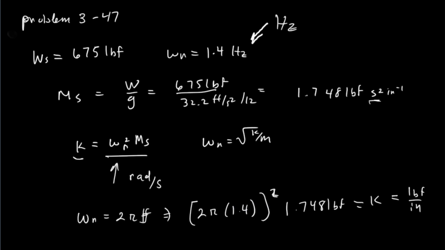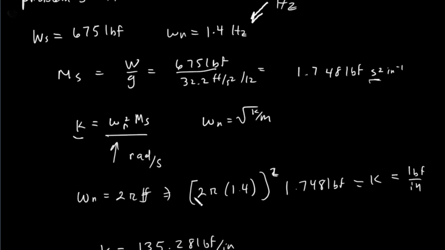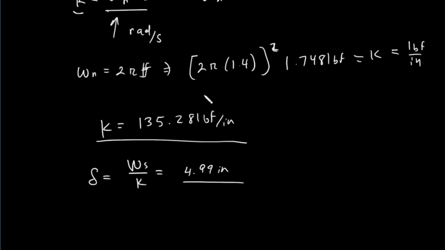I'm sorry that it came off the screen here, so let me bring this up here for these last equations. If we plug in the omega n, we convert it from hertz to angular frequency, and then we multiply the frequency squared times the mass. That gives us our stiffness. Once we know our stiffness, we can take our load and divide it by that stiffness, and we get the deflection of 4.99. Okay, so that's one example of how we would do that.